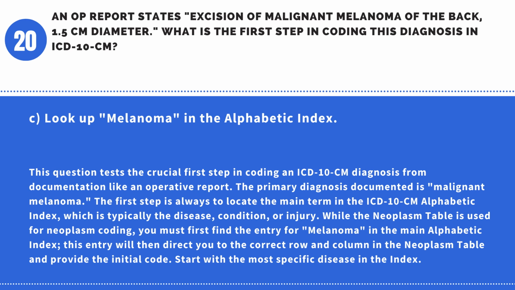condition, or injury. While the neoplasm table is used for neoplasm coding, you must first find the entry for melanoma in the main alphabetic index. This entry will then direct you to the correct row and column in the neoplasm table and provide the initial code. Start with the most specific disease in the index.